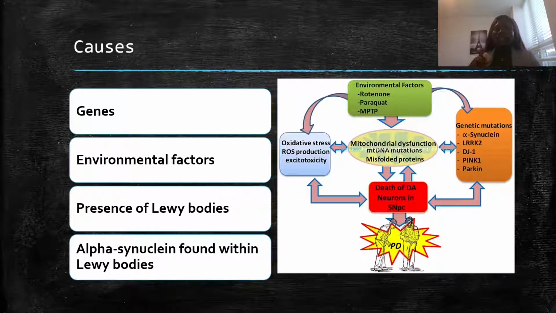Now note that on this slide I mentioned four things, but not just one of these four things causes Parkinson's. The relationship between each and every one leads to Parkinson's disease.